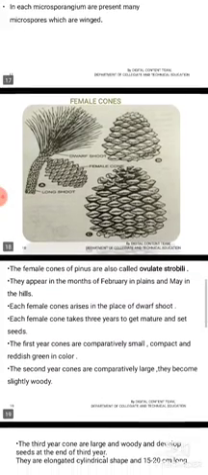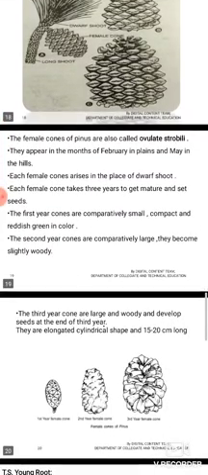Next, female cones. The female cones of Pinus are also called ovulate strobili. They appear in the month of February in plains and in May in hilly regions. Each female cone arises in the place of dwarf shoot, and each cone takes 3 years to get mature and set the seeds.